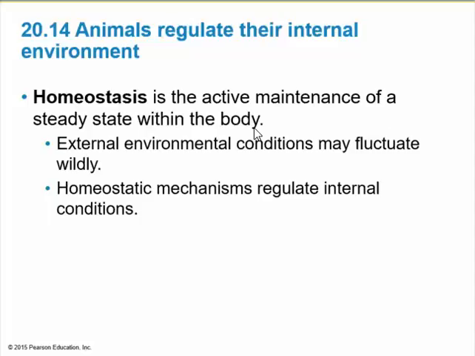Animals are able to regulate their internal environment. The process is called homeostasis. It's active maintenance of a steady state within the body. In other words, the body actively regulates its internal environment. This delicate internal balance I call homeostasis. It doesn't matter what happens outside the body. Environmental conditions can fluctuate, go up and down and all around, but your body will maintain a constant steady state regardless of what's going on outside of it.